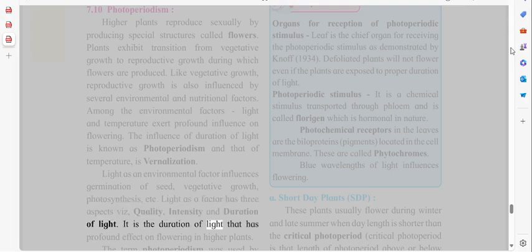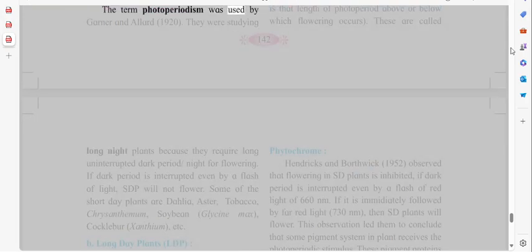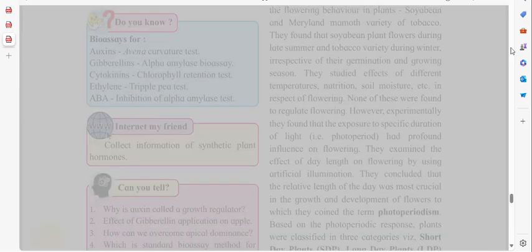It is the duration of light that has a profound effect on flowering in higher plants. The term photoperiodism was used by Garner and Allard, 1920. They were studying the flowering behavior in plants, soybean and the Maryland Mammoth variety of tobacco. They found that soybean plant flowers during late summer and the tobacco variety during winter, irrespective of their germination and growing season. They studied effects of different temperatures, nutrition, soil moisture, etc. in respect of flowering. None of these were found to regulate flowering.